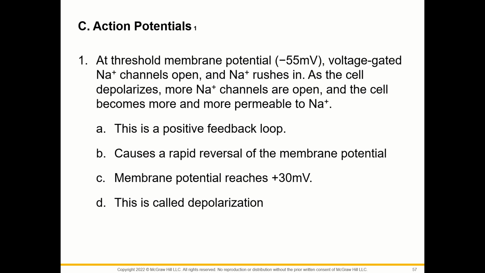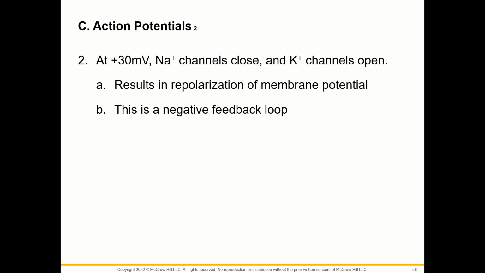All right, so at threshold, membrane potential, which is negative 55 millivolts, voltage-gated sodium channels open, and sodium rushes in. As the cell depolarizes, more sodium channels are open, and the cell becomes more and more permeable to sodium. This is a positive feedback loop, and it causes a rapid reversal of the membrane potential. It goes all the way up to positive 30 millivolts, and we call that depolarization. At 30 millivolts, the sodium channels will close and the potassium channels will open. This results in repolarization of the membrane potential, and this is a negative feedback loop because it's bringing us back to normal.